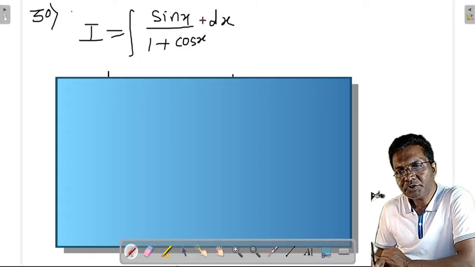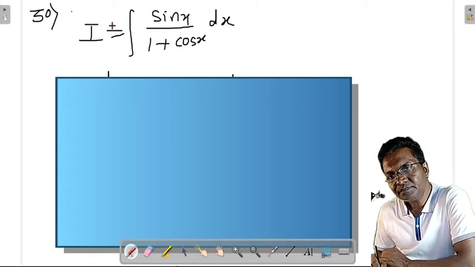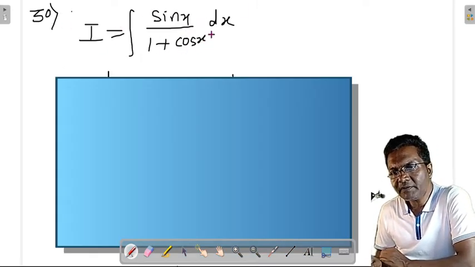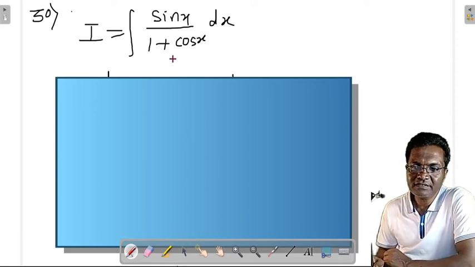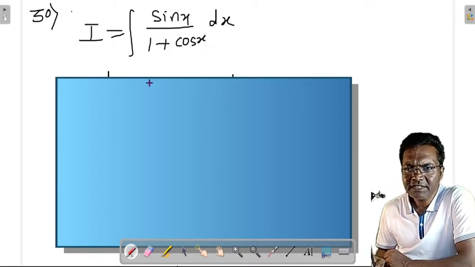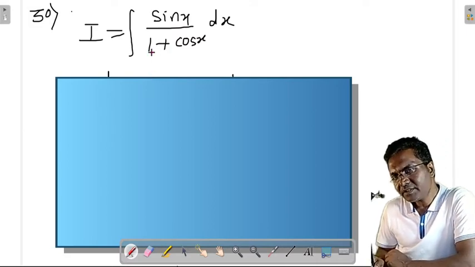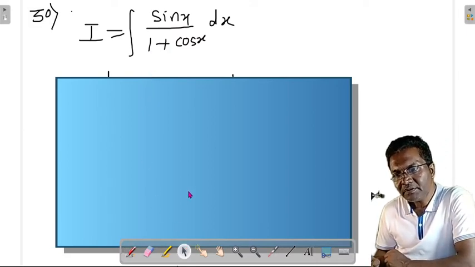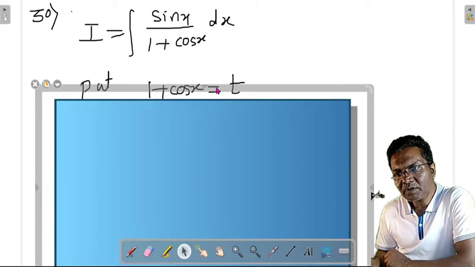Yes, this is question number 30. Integrate sin x by 1 plus cos x. Very simple. Look here, the derivative of this is here, the derivative of 1 plus cos x is here. So you can substitute 1 plus cos x is equal to t.